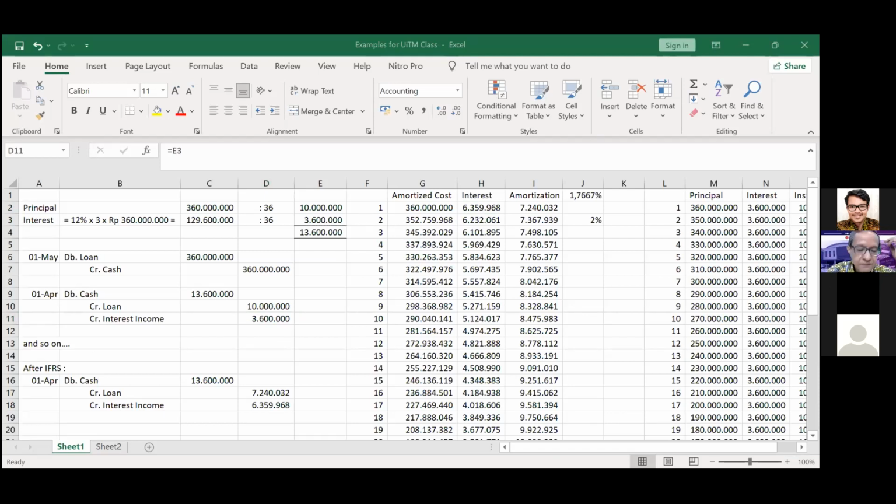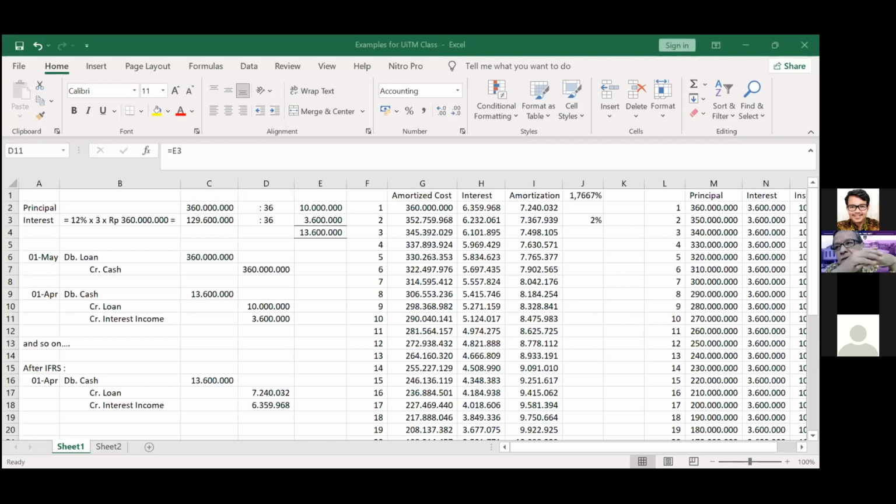Beside the classification of financial asset, at first, in 2010, the financial asset is divided into 4 categories. That is fair value through profit and loss, held to maturity, loan and receivable, and AFS.